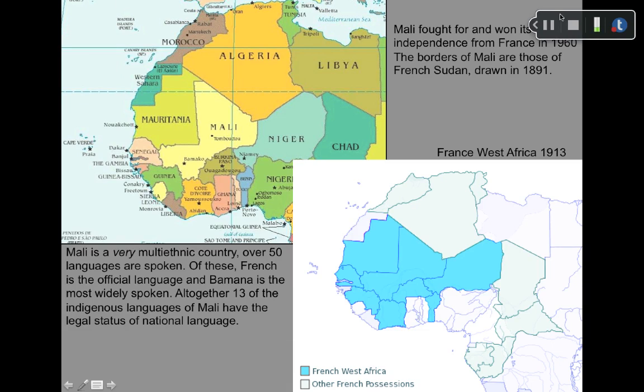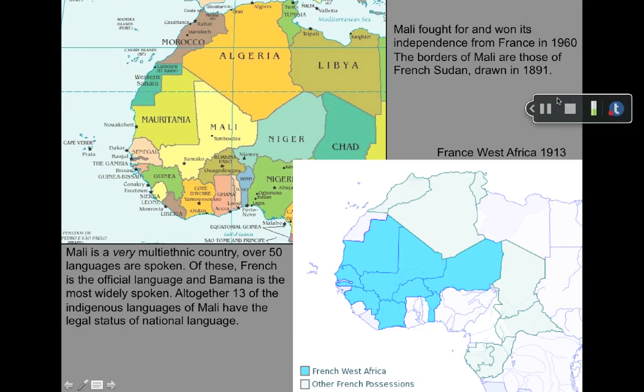So first, let's talk a little bit about independence. So Seydou Keita is a photographer from Mali, and here you see a map of Africa. So this is in Western Africa that we're looking at. So Mali is very multi-ethnic. Over 50 languages are spoken. Of these, French is the official language. Altogether, 13 of the indigenous languages of Mali have the legal status of a national language. And as you can see here within this map, you can see the French West Africa in 1913. It's important to note, as I just said, that Mali fought for and won its independence from France in 1960. So that's still pretty contemporary.